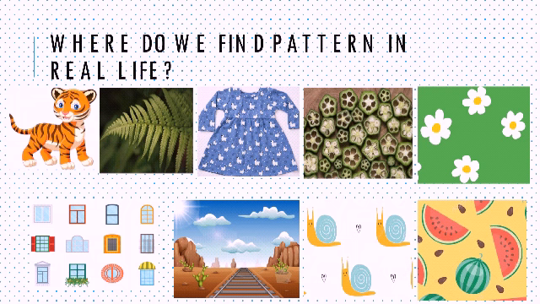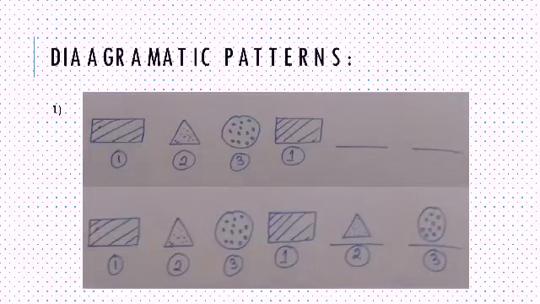It can be the stripes on the skin of the tiger, or the way the peacock's feathers are placed, and then on leaves, the dresses or saris you wear, vegetables, flowers, roads, fruits, everywhere there is a pattern.